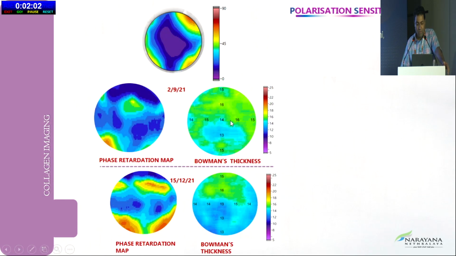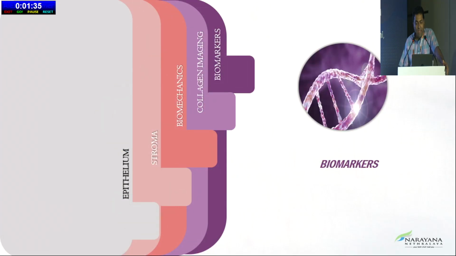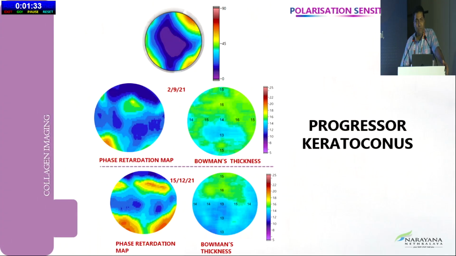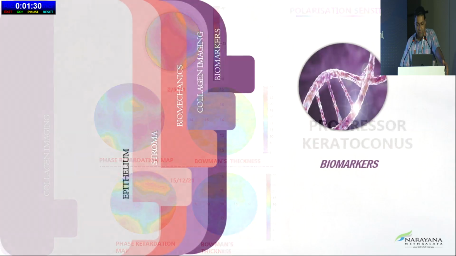This is your Bowman's in 2021, and in 6 months you can see that the Bowman's has thinned out. So you can even map the way the Bowman's is thinning out, and Bowman's is just around 4-5 microns, around 2-3 pixels, but still this is a 1 micron resolution. And you can see that the collagen changes. This is your collagen before, and the collagen changes. So degradation of collagen can be picked up much earlier, and you can actually use this to study the outcome of your procedures also.